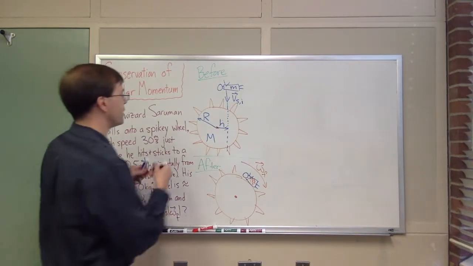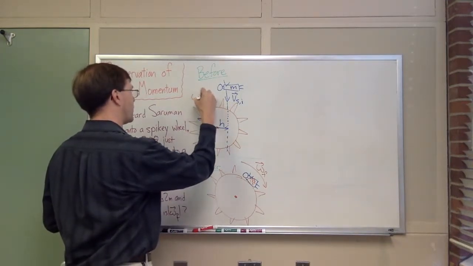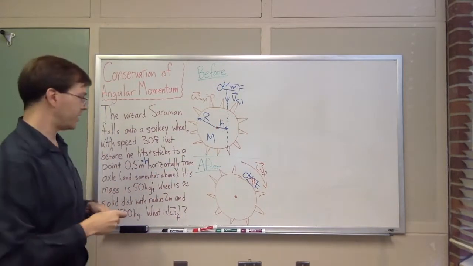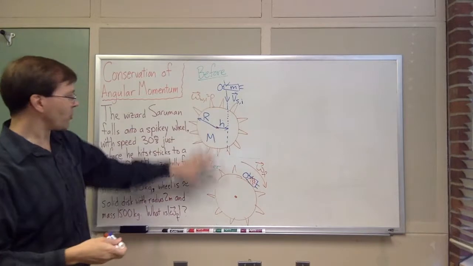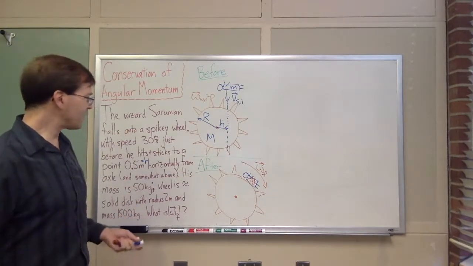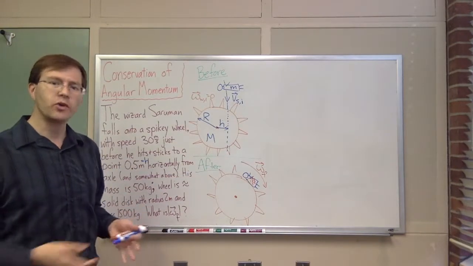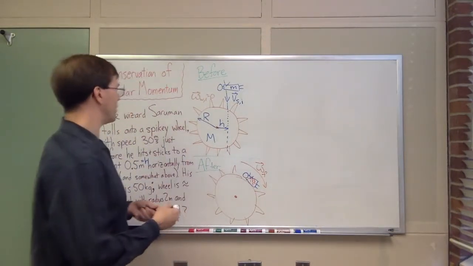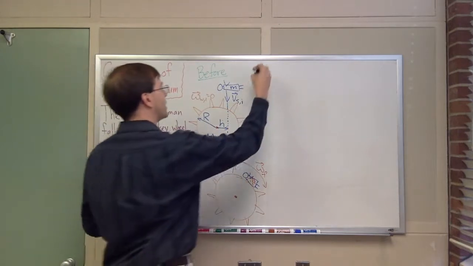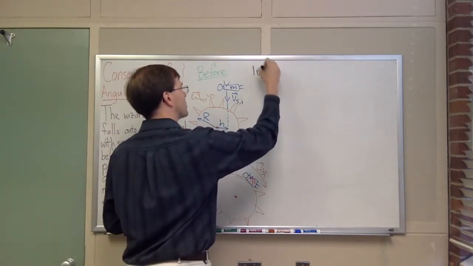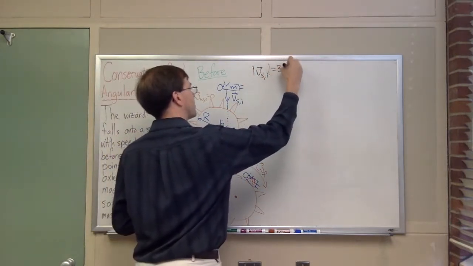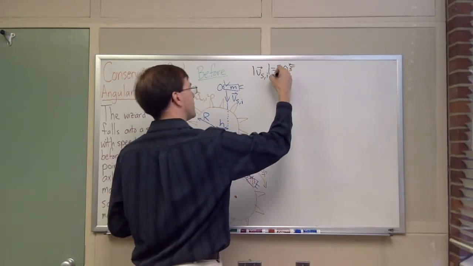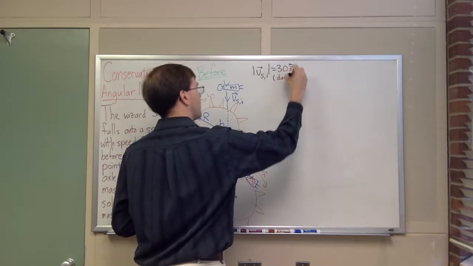I guess I could say omega wheel initial equals 0, just to make it clear that it's not moving initially. Okay, so I've got my before and after pictures, and it's a good idea to make a list of known and unknown quantities that we have in our system. So collecting data, I know the magnitude of Saruman's initial speed is 30 meters per second. I know its direction is down.